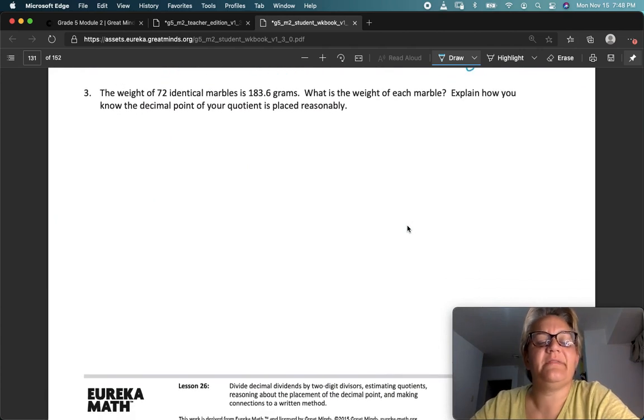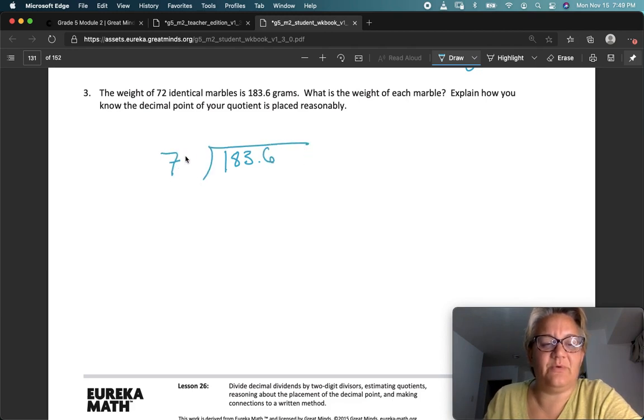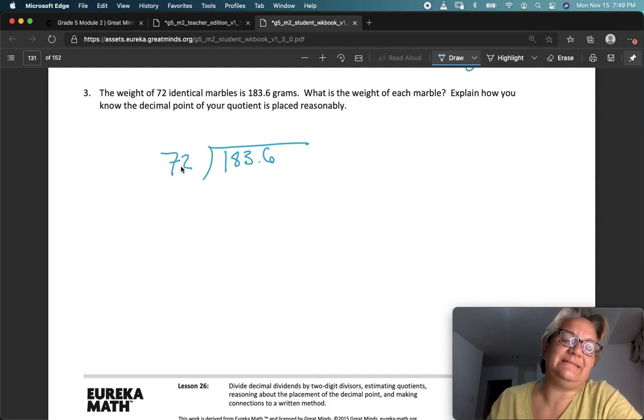Number 3, the weight of 72 identical marbles is 183 and 6/10 grams. What is the weight of each marble? That is a division problem if I ever heard one. So I am going to divide 183.6 by 72.